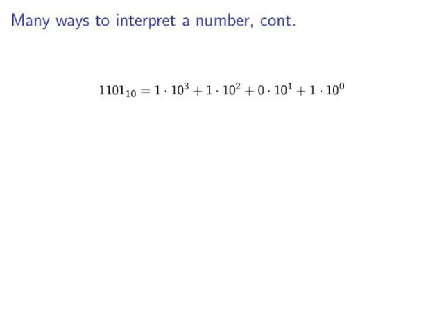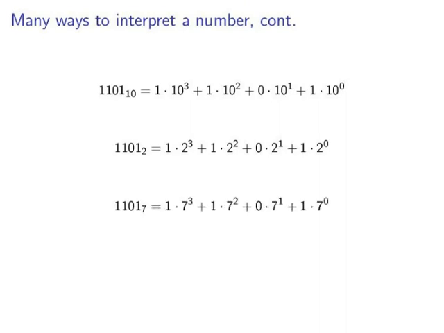Let's consider 1101 in base 10. By this we mean 1 times 10 to the 3, plus 1 times 10 to the 2, plus 0 times 10 to the 1, plus 1 times 10 to the 0. If I now change that around to say 1101 in base 2, I'm not actually changing that much. I'm taking all of the 10s in the previous expression and replacing them with 2. It's now 2 to the 3, and 2 to the 2, and 2 to the 1, and 2 to the 0. The same thing happens if I try and interpret 1101 in base 7.